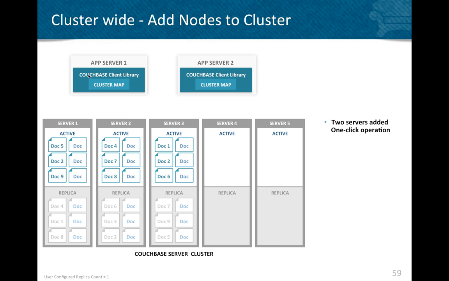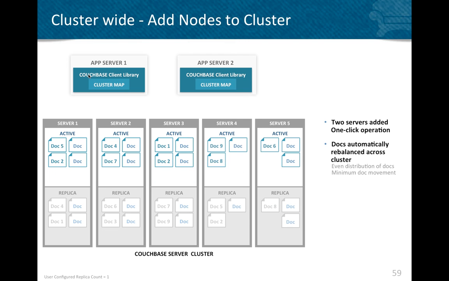You can add multiple nodes at a time. In this case, let's say servers 4 and 5 get added in. You can click the add server button, or we have a bunch of REST APIs for it, so you can script it out as well. You can add servers and then hit rebalance. The rebalance operation is the one which will essentially move partitions from one server to another and manage the data movement, all while your app is up.